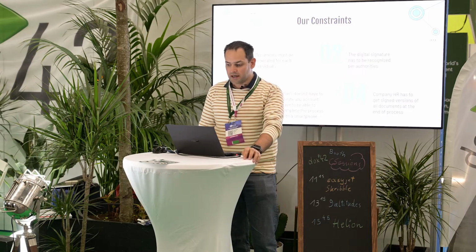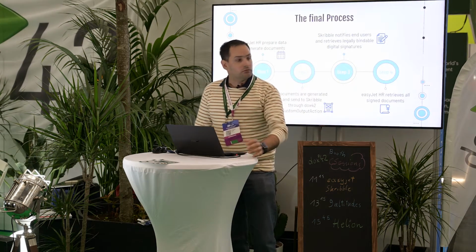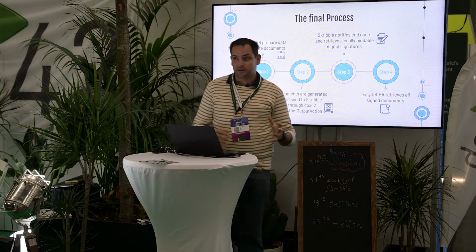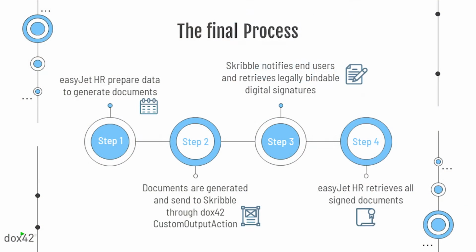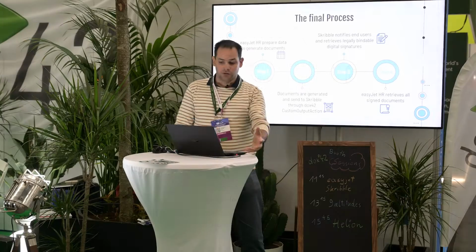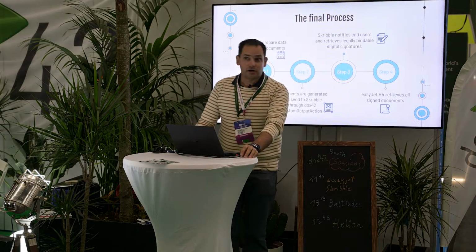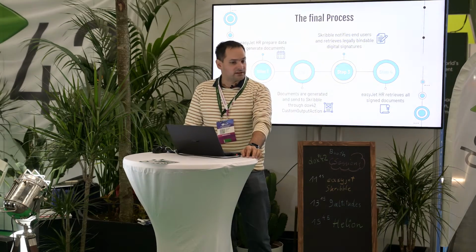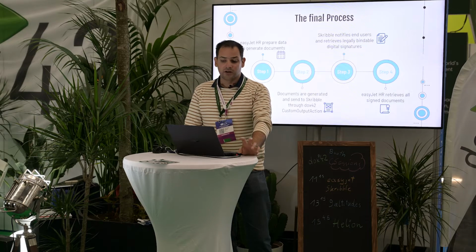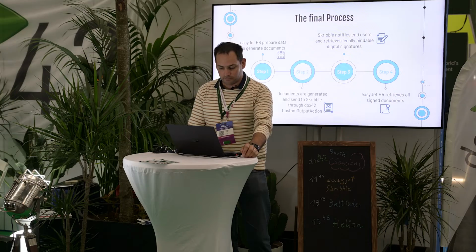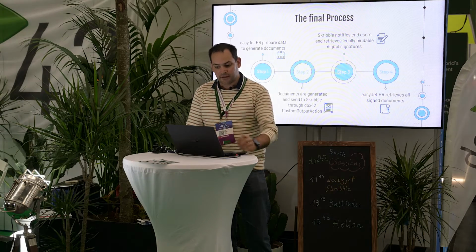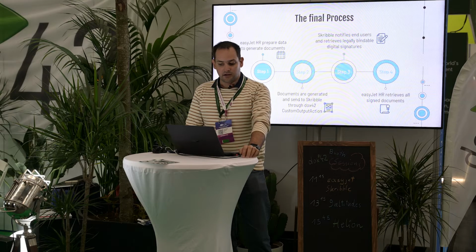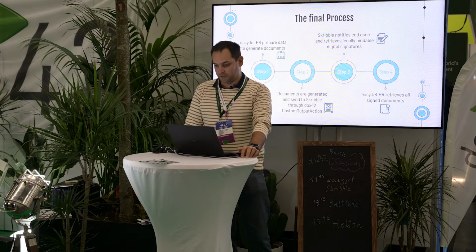So what we put in place was a process in 4 steps. First, human resources prepare an Excel spreadsheet with all of the mandatory data. Then they provide this Excel file to the dox42 server. At the end of the generation, dox42 contacts the Skribble site through APIs, and Skribble takes the lead on the following process to notify the end users and retrieve the signatures. At the end, the human resources people can retrieve all the signed documents.